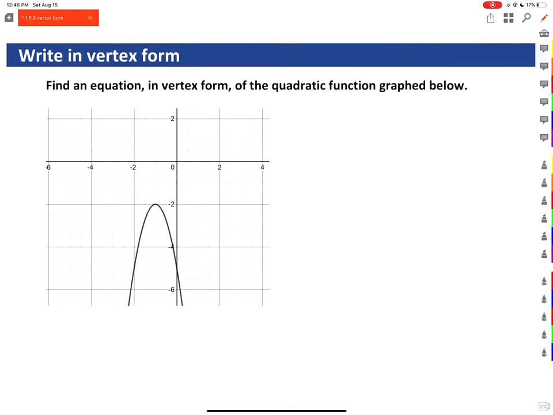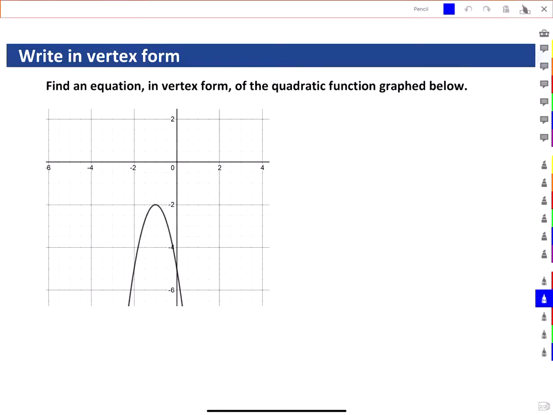Speaking of graphs, here is a funky looking graph. Well, it's not too funky, but it's just a random parabola floating off in space. I want to find an equation in vertex form of the quadratic function graphed below. So vertex form, we definitely need to remember: y equals a times x minus h squared plus k. I need 2 pieces here. I need to know my a.